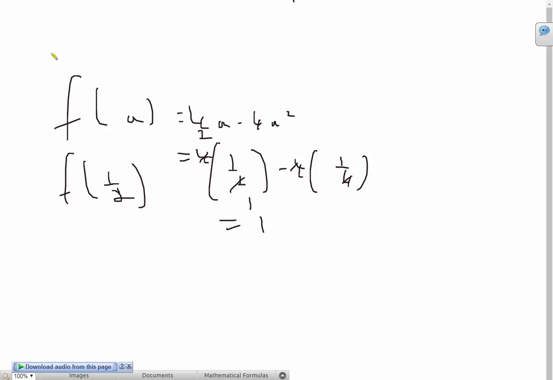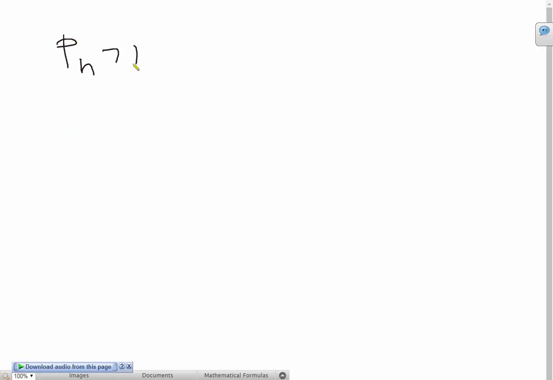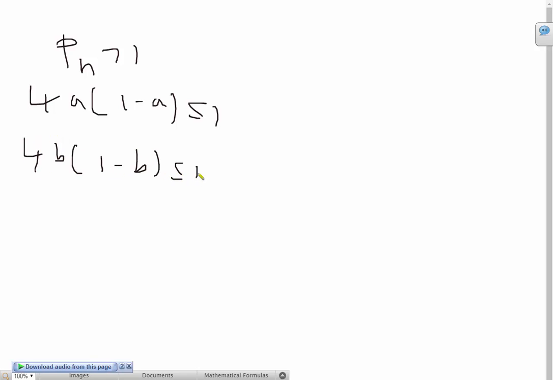The problem is we've said that Pn has to be greater than 1, if all four of those products are greater than 1, of course. But now we know that 4a into 1 minus a is always less than or equal to 1, right? Because its highest value is 1. And the same thing follows for 4b, and the same thing for c and d as well.